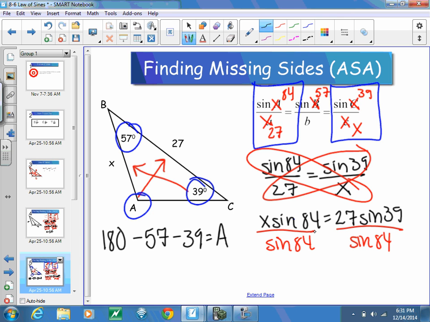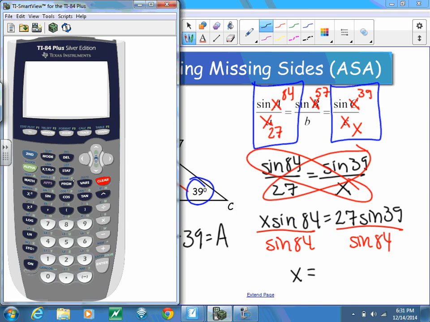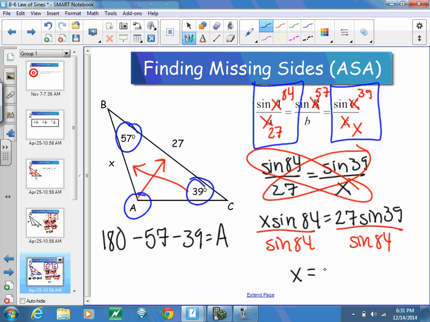And now we just need to go to our calculator to find our solution. So again, we're not going to round until the last and final step. So 27 times the sine of 39. Take that answer, divide it by the sine of 84. And we get 17.09.